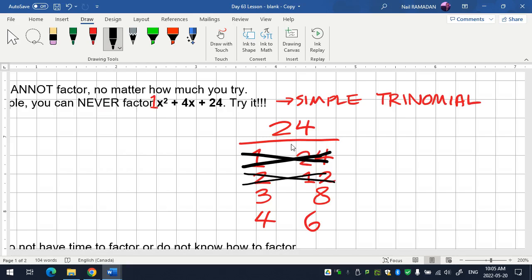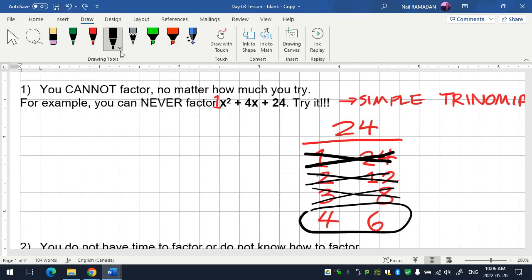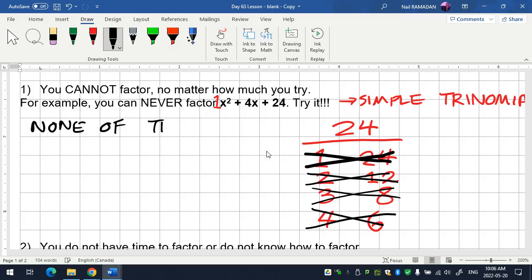3 and 8, no. 3 and 8 either gives me 11 or 5. So it must be what? Actually, is it even 4 and 6? Doesn't make a difference. What's 6 plus 4? What's 6 minus 4? Guess what? None of them works. So this is what? None of the pairs work.